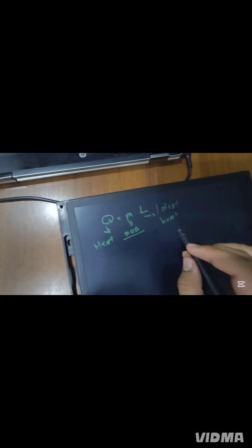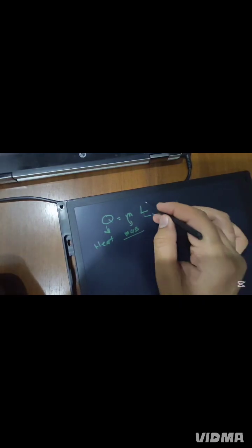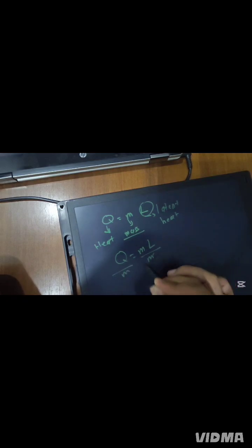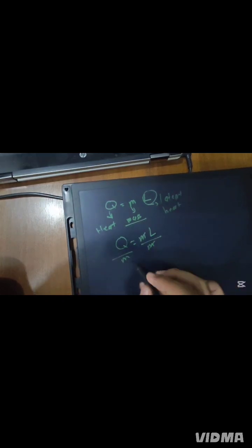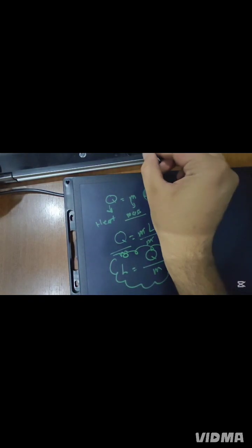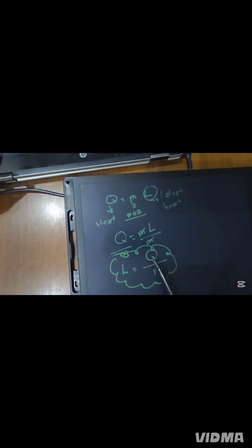According to this rule, if you want to find the value of latent heat, Q equals mL. How can we find latent heat L? Divide both sides by m. The m is cancelled, so only L is left, which is equal to Q over m. So latent heat is the relationship between the transferred energy Q per unit mass. That's why the definition says energy per unit mass.